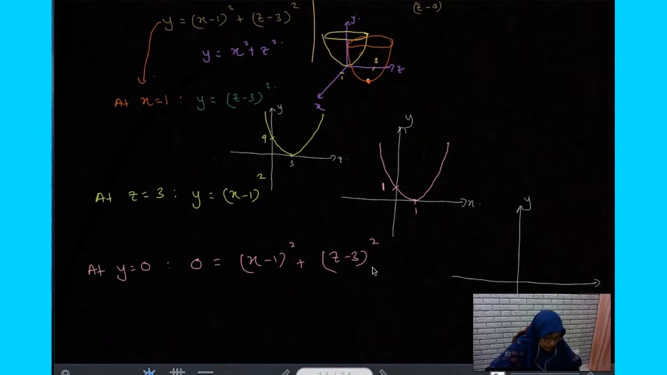It should be zx. So you have x equal to 1, z equal to 3. Okay, this is 1, 1, 2, 3. So here, that is just a dot. Then we have no idea of the shape, right? Then we keep going to increase.